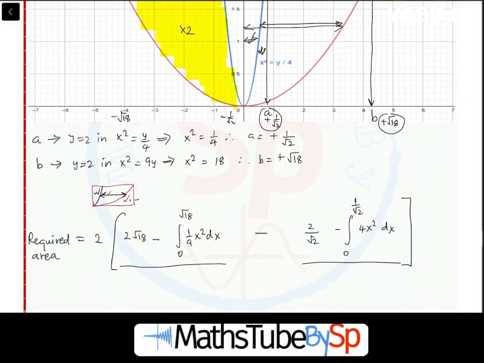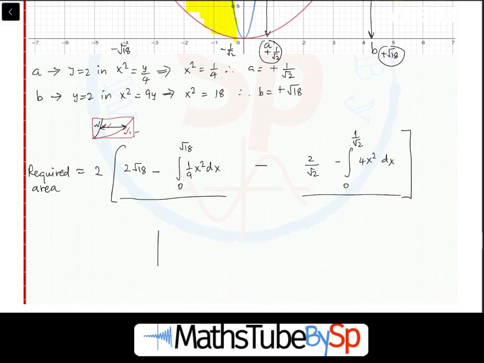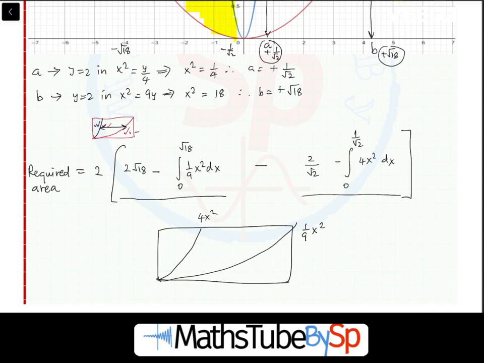Okay, let's recap this one more time. I'm going to draw this in a rectangle so it's easier to understand. So I have the parabola which is 1 on 9 x squared, and I have this one which is 4x squared, and I'm supposed to find this area. Of course, I'm going to double that area eventually to get the area that I want.